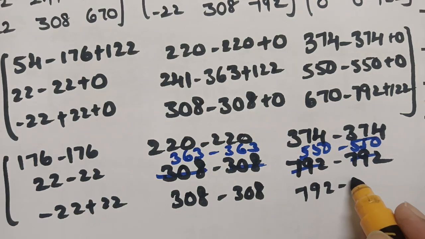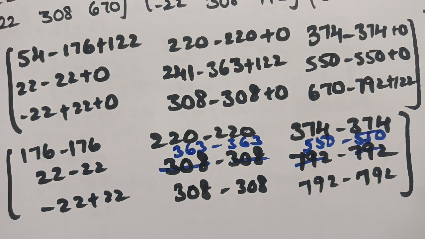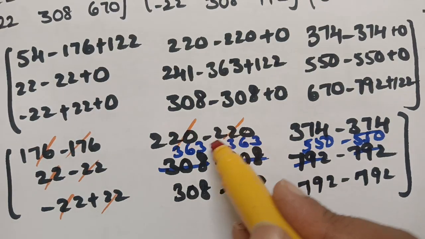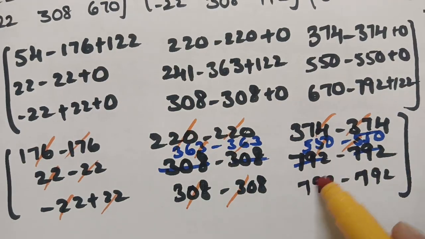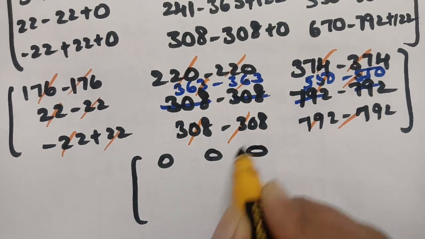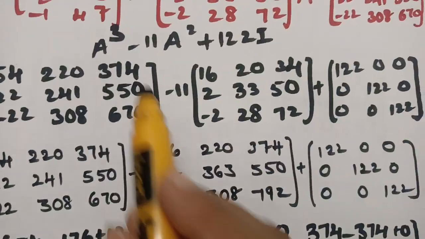So this is 792 minus 792. If you observe this, you can cancel each and every value. All the values got cancelled, and therefore we got the value as 0, 0, 0, 0, 0, 0, and this is 0, 0, 0. So we have started from here.